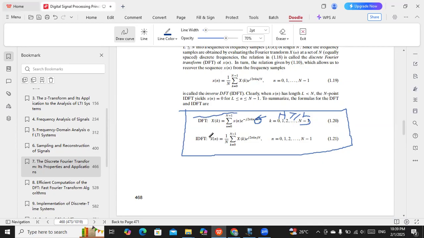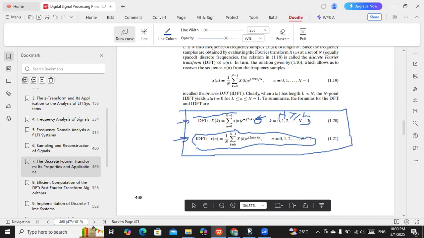And here you can see the inverse discrete Fourier transform. That is also very simple. It is also a summation. Now you have the frequency samples, and you need to multiply them by e to the power j2πkn divided by N. Again it is simple, and now n goes from 0 to N minus 1. So that is the IDFT. This is the DFT and this is the IDFT. Quickly, we will do one example.